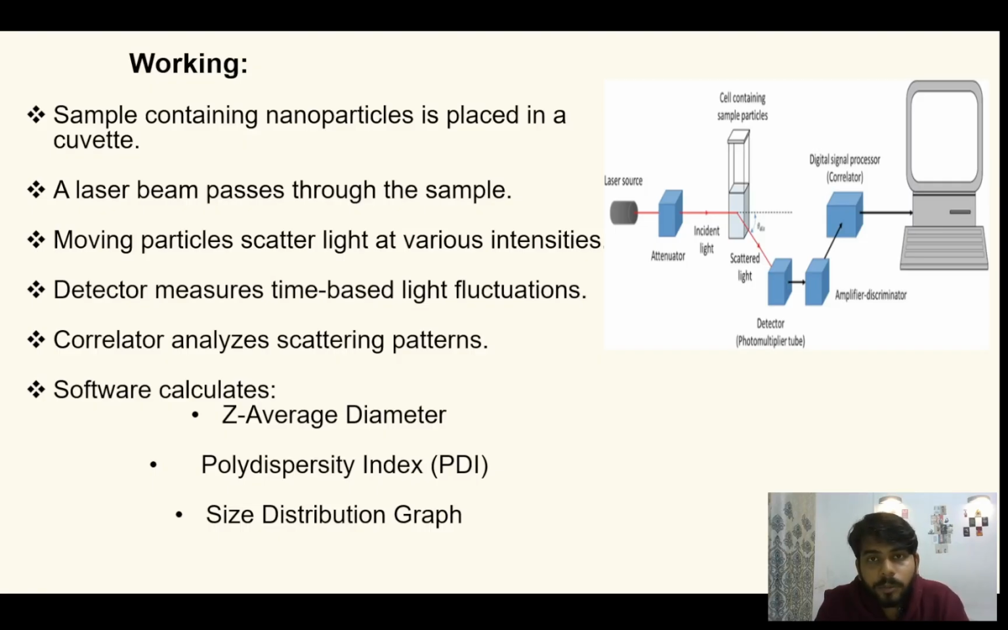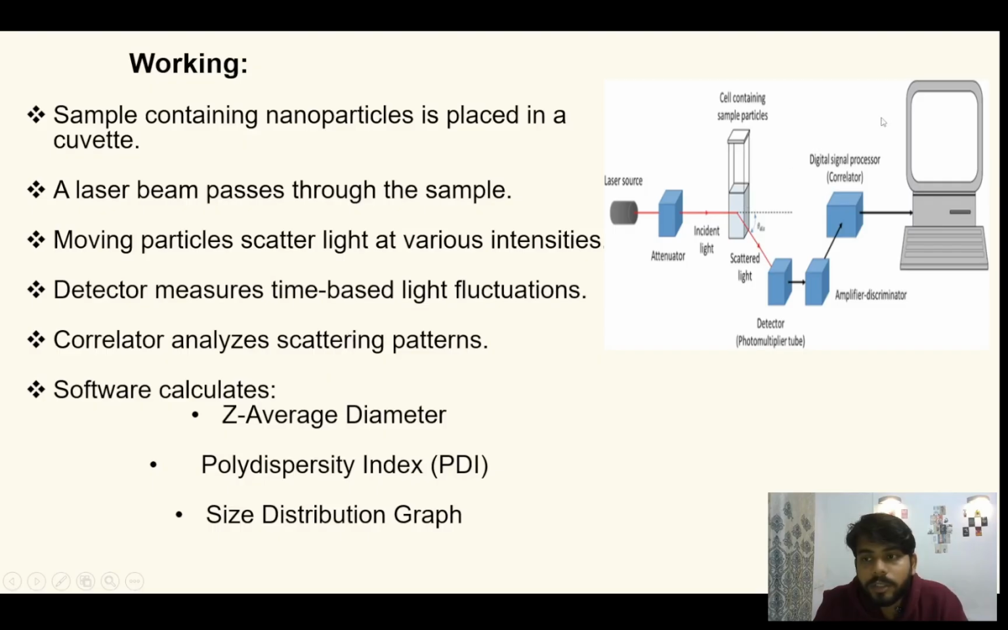We all know smaller particles move faster, so the rate of change of fluctuation for smaller particles will be high, and larger particles move very slowly, so the rate of fluctuations will be lower for large particles. And this is our correlator or PMT. It measures the time wave fluctuations, and the correlator analyzes scattering patterns.